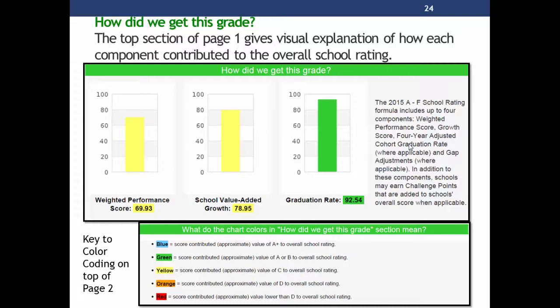In this case, this particular school had a weighted performance of 69.93, very close to 70. It would round to 70. Their school value-added growth score was a 78.95, very close to expected growth, but a little bit lower than expected growth. And then the graduation rate was 92.54. You can tell by the color coding that green is when a particular score contributed an A or B value. Yellow is when that component contributed a C value to the overall rating. Orange when it contributed a D value, and red when it contributed less than a D value.